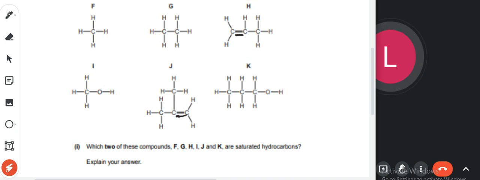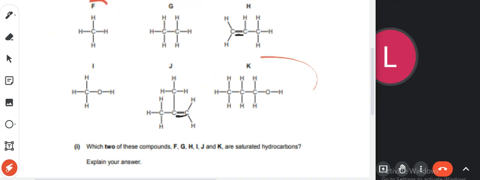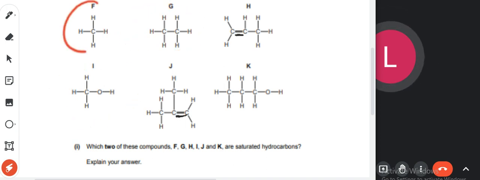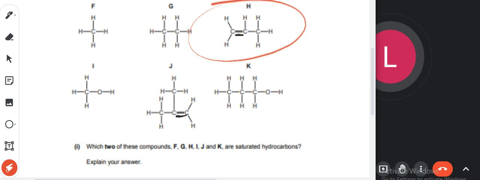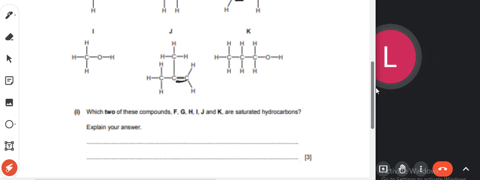The rest are single bonds. These ones are alkanes, and these ones are alcohols. In fact, F and G are alkanes. H is an alkene, you know. K and I are alcohols.